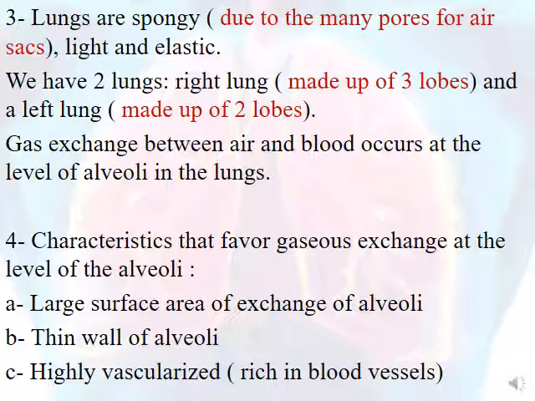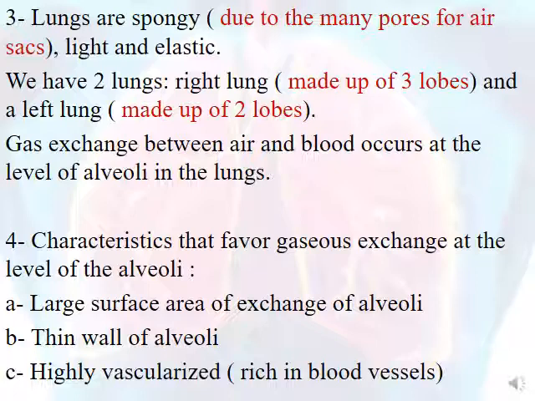Gaseous exchange between the air and the blood occurs at the level of the alveoli in the lungs. What facilitates the exchange of gases at the level of the alveoli? We have 3 main characteristics that make the alveoli a good site, or a favorable site, for the exchange of gases. First, the large surface area of exchange of the alveoli.